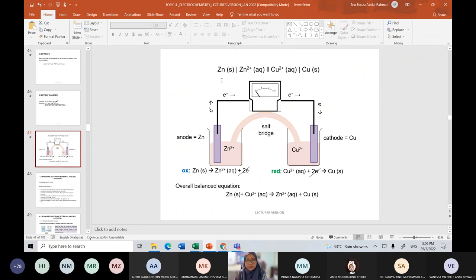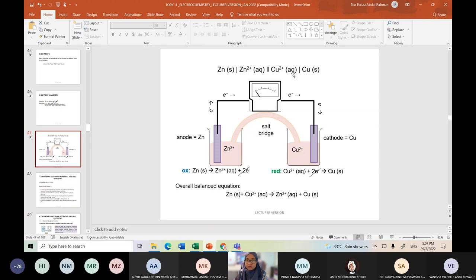The question asks for the cell notation, right? So zinc, solid, and then one single line, zinc 2 plus aqueous. Okay, so this is the electrode, and at the same time, it also oxidizes into zinc 2 plus. So it releases the electron and becomes zinc 2 plus. And the electron will be accepted by copper 2 plus in the solution, and the copper 2 plus will be reduced into copper solid, which also turns out to be the electrode.